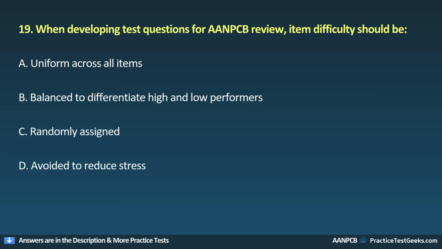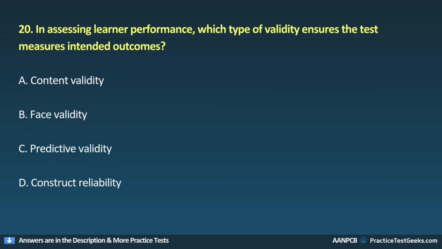19. When developing test questions for AANPCB review, item difficulty should be: A. Uniform across all items. B. Balanced to differentiate high and low performers. C. Randomly assigned. D. Avoided to reduce stress.